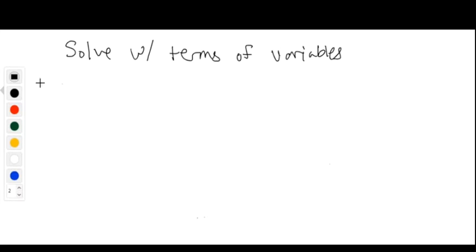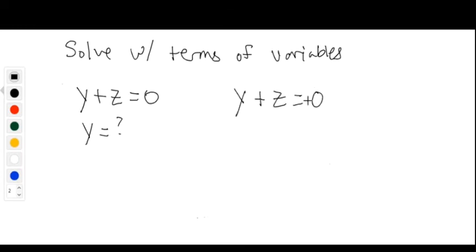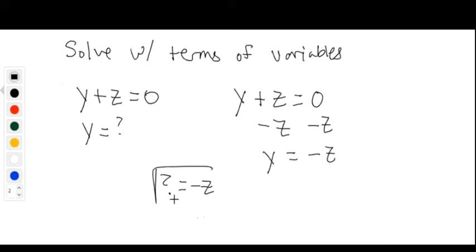Let's do something else, but now we're going to solve with terms of variables. So say we have y plus z equals 0. But we want to know what y equals. Well, if you take the same equation again, equals 0, subtract z from both sides. Y equals, therefore, negative z. Therefore, we can say that the question mark equals negative z.